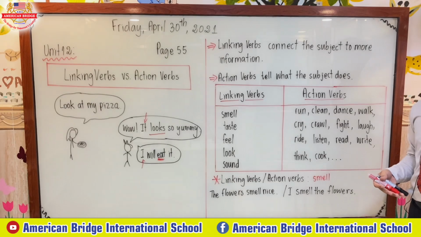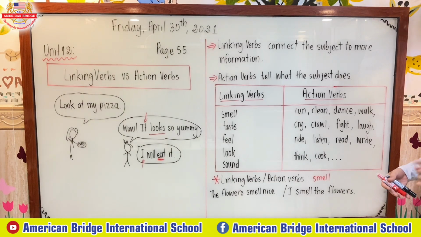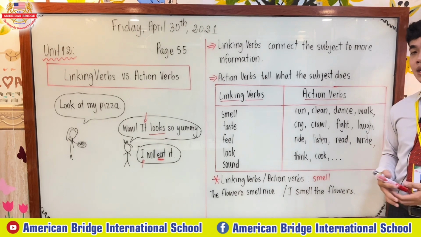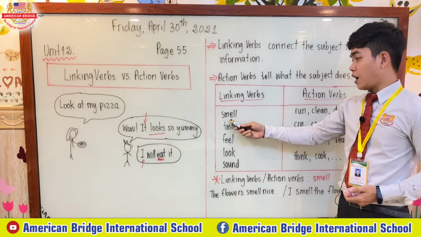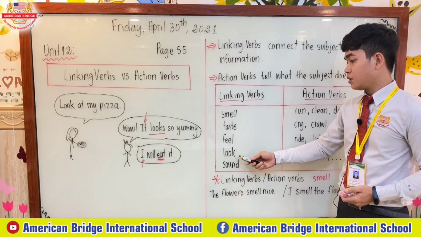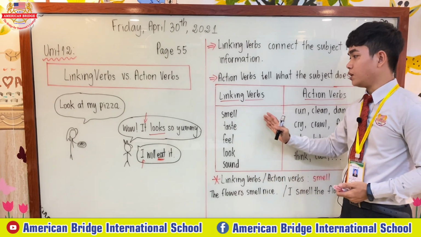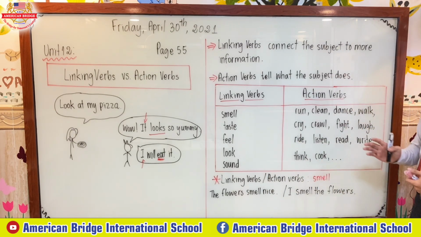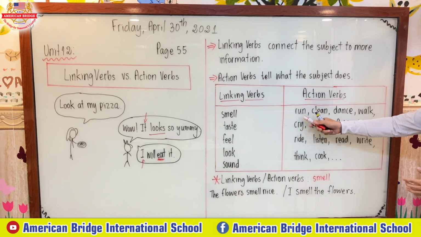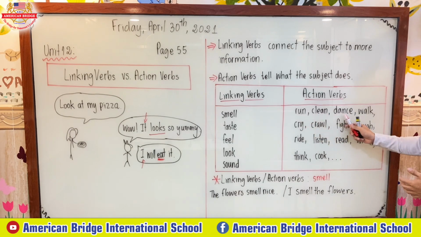Most verbs are action verbs in English, but the linking verbs are only five, as you can see in the sense verbs. I just want to tell you again what the linking verbs are: smell, taste, feel, look, sound. These are what we call the linking verbs. Next is action verbs. There are many more action verbs in English. Now you can see the words run, clean, dance, walk. These are action verbs.